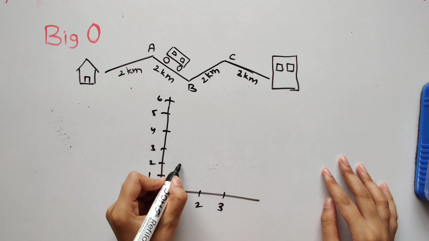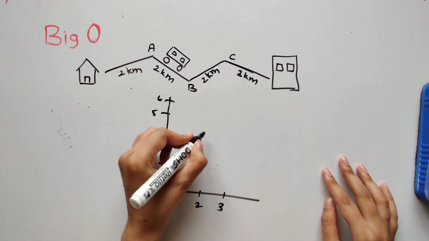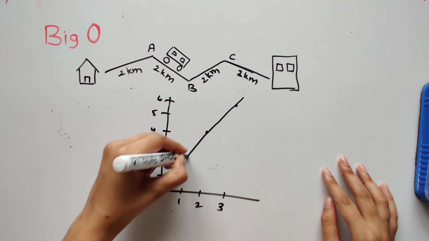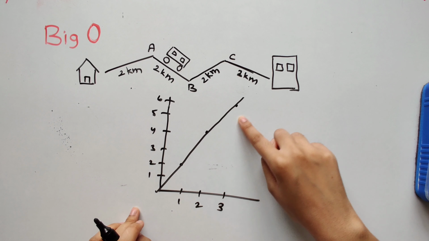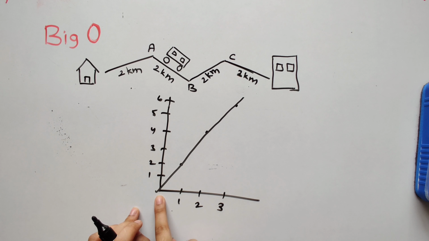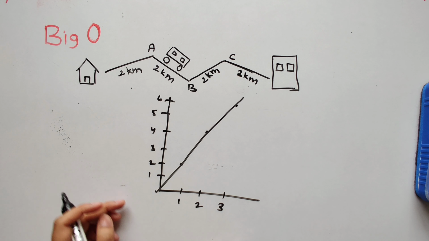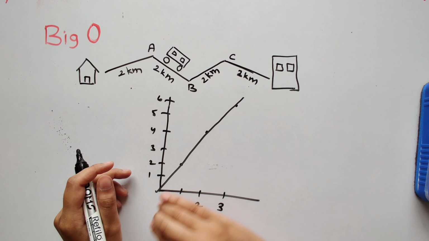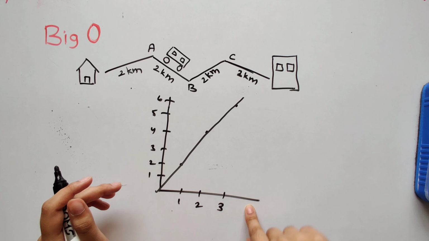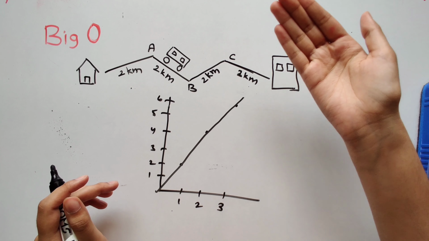For one stop you need to cover 2 kilometers, for 2, 4, and then for 3, 6. You see there's a straight line, right? This could be anywhere, the initial could be anything. It doesn't have to start with 0 here, okay? Just understand that. Anyways, if it's a straight line, that means it's linearly increasing. If there were 4 stops, you would have to travel 8 kilometers.